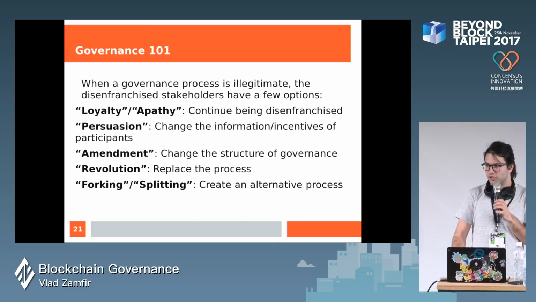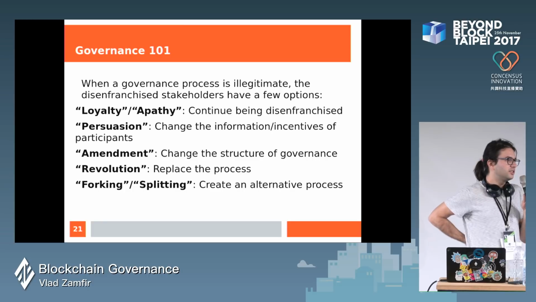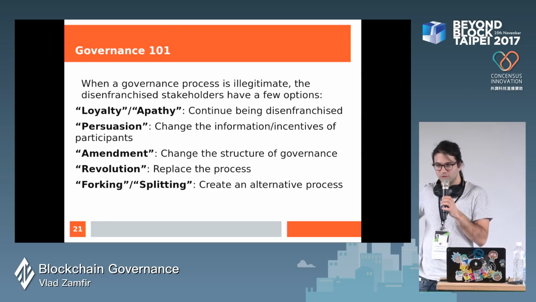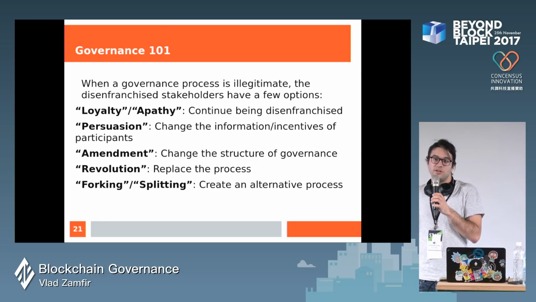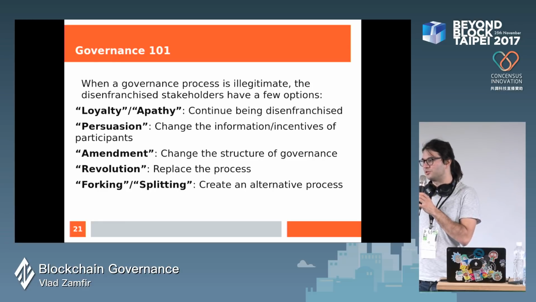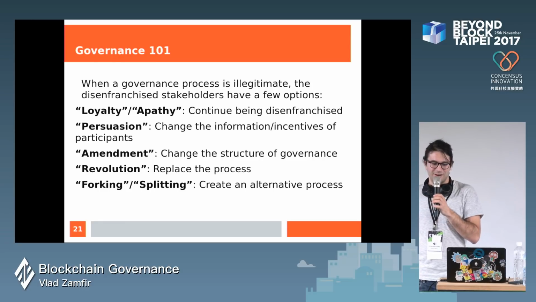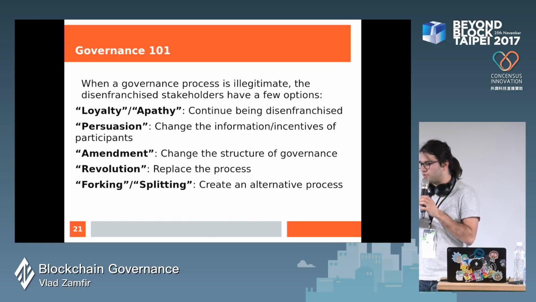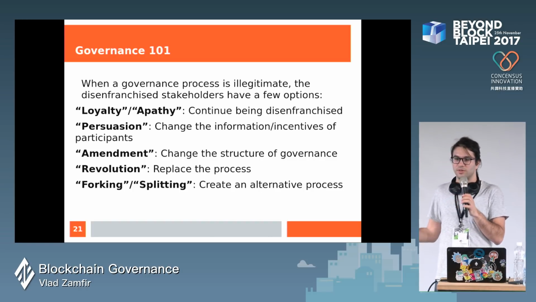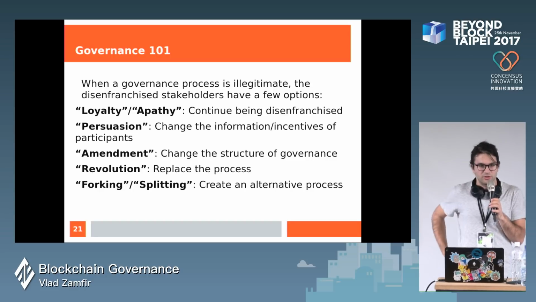If a process is illegitimate, stakeholders have basically a few options. Not that many, not that surprising options. They can either stick around, be apathetic and loyal, and basically just continue to be disenfranchised. You know what I mean? Hopefully one day it'll stop, and things will be better. There's persuasion, right? You can try to engage with people who are participating in the governance process and convince them that actually there's stuff they don't know, or their incentives aren't what they think they are, and try to impact their decisions.